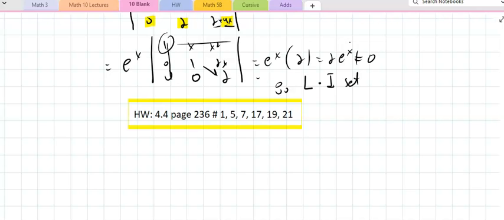There's the homework, and that pretty much concludes this section.